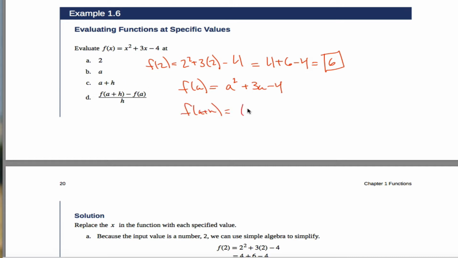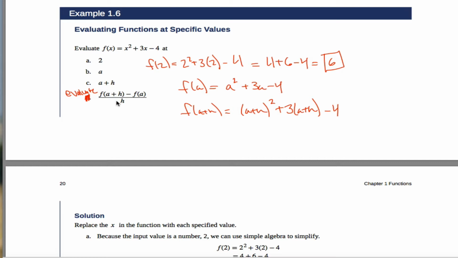Seems a little bit weird, but it would just be a plus h squared plus 3 times this a plus h thing minus 4. So f of a plus h would be this guy here. I don't think it should say evaluate this at this point, because that's not really what it's asking you to do. It's just asking you to evaluate this thing. So this shouldn't be a D here. It should say, whole new question, evaluate this.